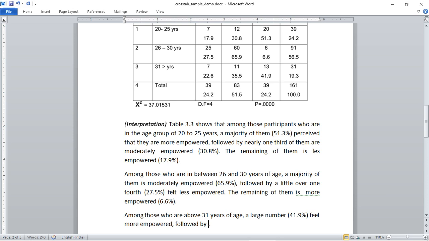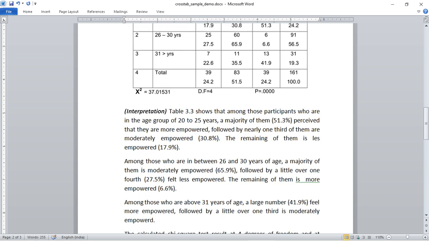a little over one third is moderately or slightly empowered, 35.5%. The remaining are less empowered, 22.6%. So that's how I finish my interpretation.